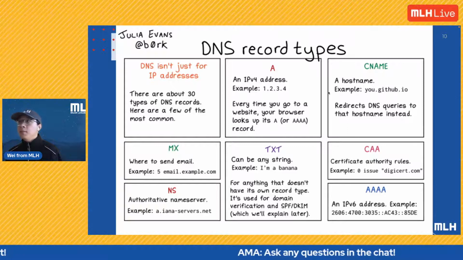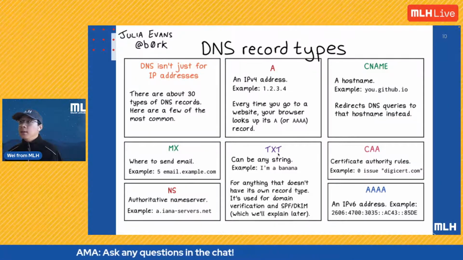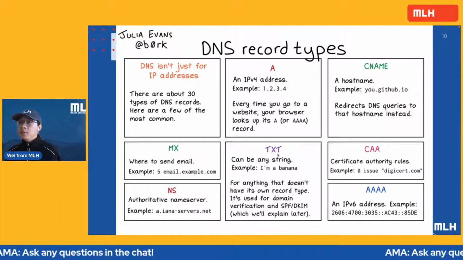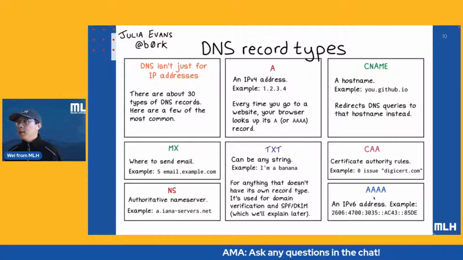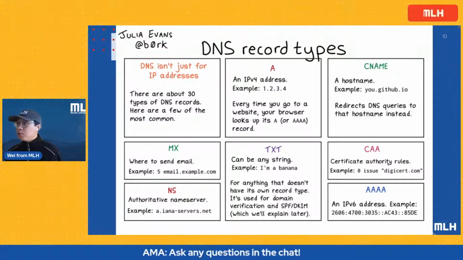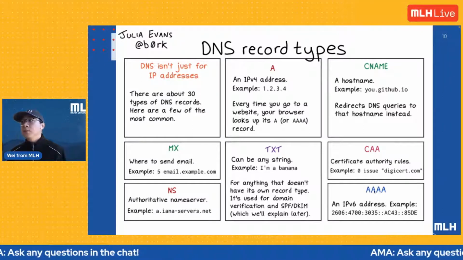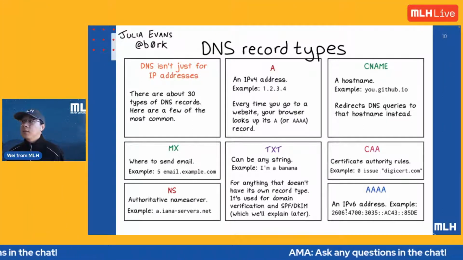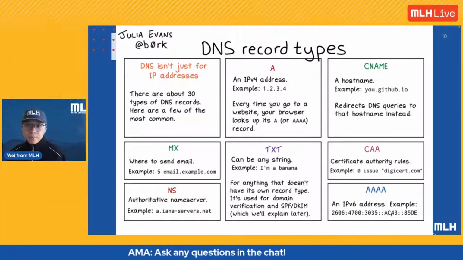These are the most common ones: A, CNAME, MX, TXT. You probably deal with them the most. Name server, CAA, and others are not as common. And AAAA is for IPv6. So if you have an IPv6 connection, that's the address we'll go to.